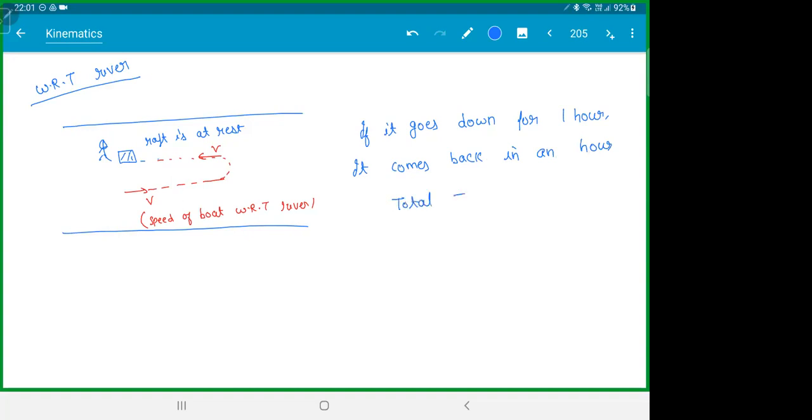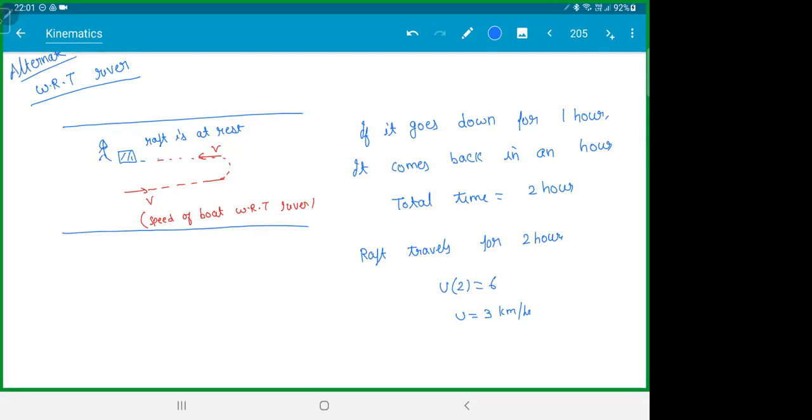Total time is 2 hours. That means the raft has traveled for 2 hours. So speed of the raft into 2 hours is 6 kilometers, so u is 3. This is an alternate method, which is faster. So this is a relative frame. Stop the river. Is this making sense?